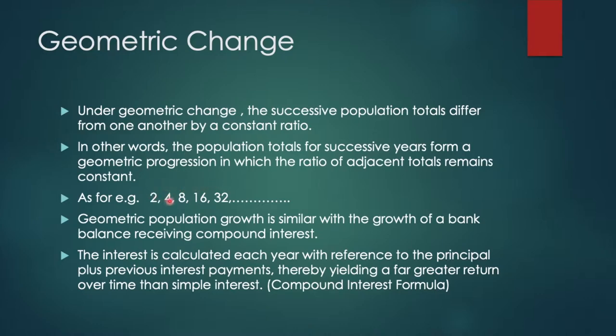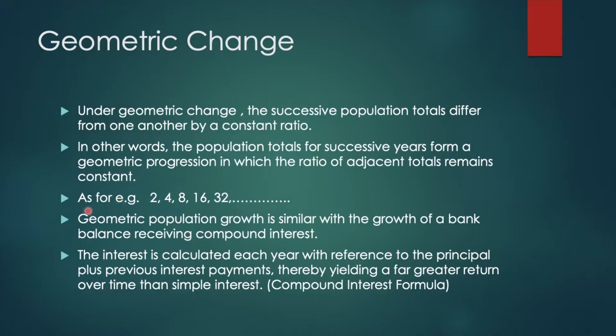If you try to calculate the ratio between two successive populations, here it is 2, here it is also 2, here it is also 2 between 8 and 16. So the ratio between two successive populations will always remain the same in case of geometric progression.